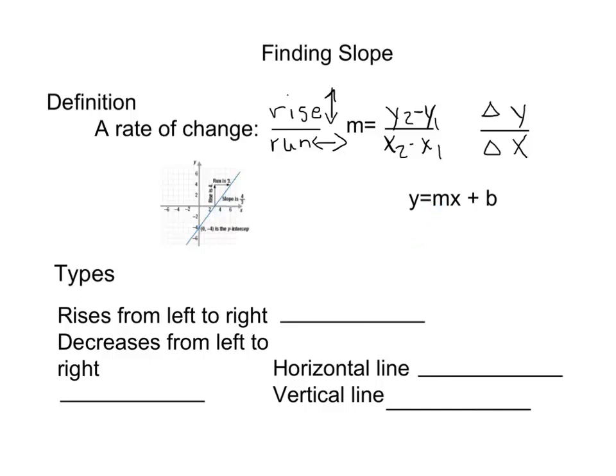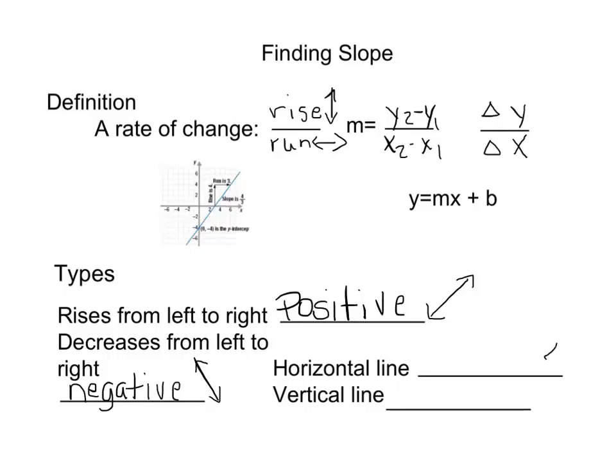Okay, so there's different types of slope. If I have a slope that rises from the left to the right, it's going to look like this. So we call this a positive slope. If it decreases from left to right, it's going to look like this. We call this a negative slope.